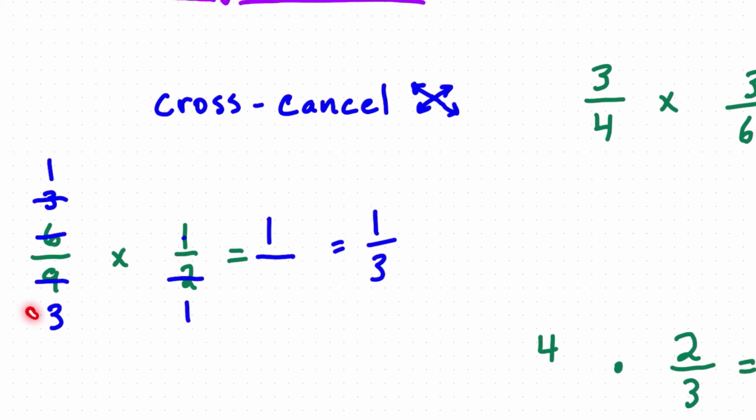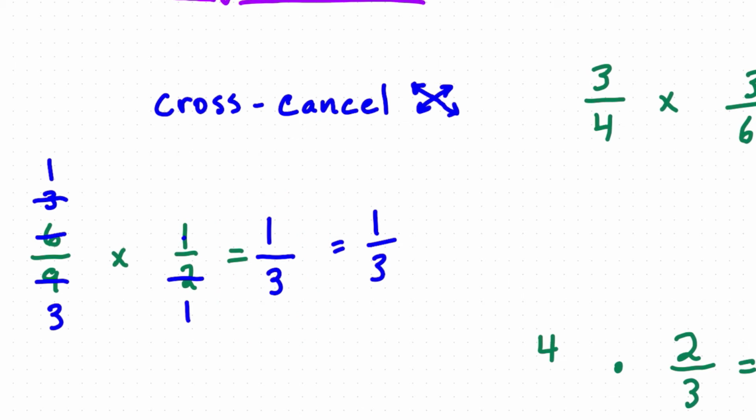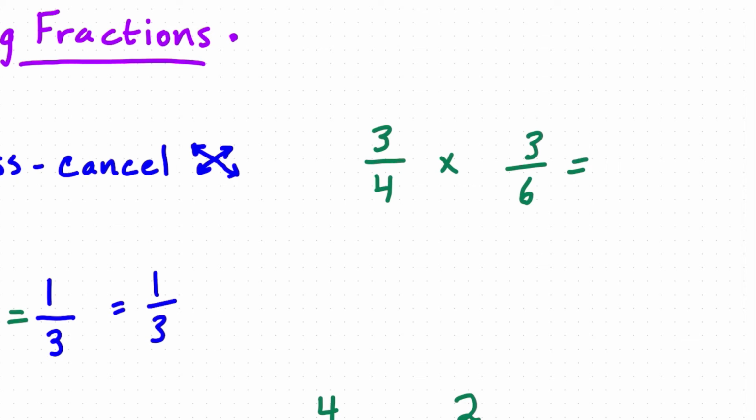And looking at our denominators, 3 times 1 is going to equal 3. So we got the same answer, but we actually came up with our answer whenever we cross-canceled. We did all the canceling first, instead of doing the canceling last. So our answer already came out simplified when we do cross-canceling. Okay, so let's try another one here.